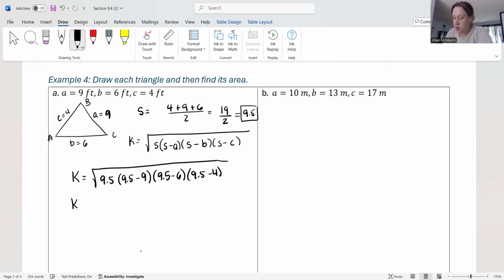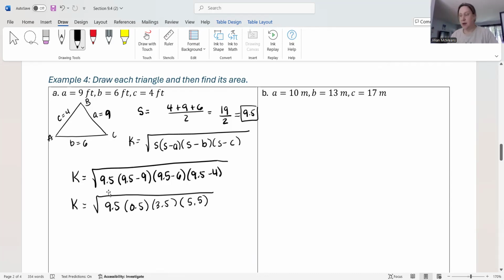At this point, you can go straight to your calculator if you want, or if it's easy numbers, you can simplify a little bit. These are easy numbers, so let's simplify a little bit. The semi-perimeter minus side length A simplifies to just 0.5. Then we have the semi-perimeter minus side B, which is 6, so that simplifies to just 3.5. And then the semi-perimeter minus side length C simplifies to 5.5. And I will definitely go to my calculator now. So let me make room. Okay, so let's go to the calculator.